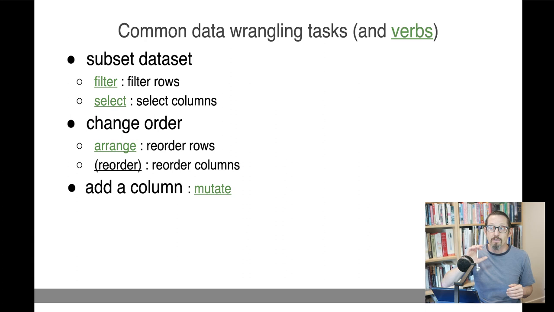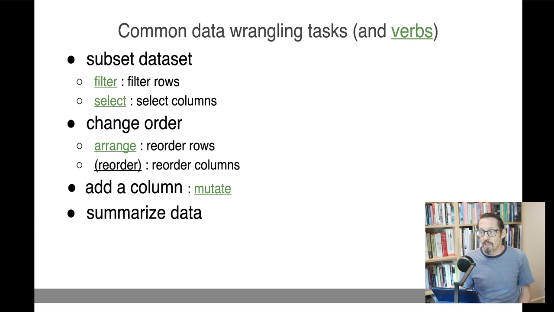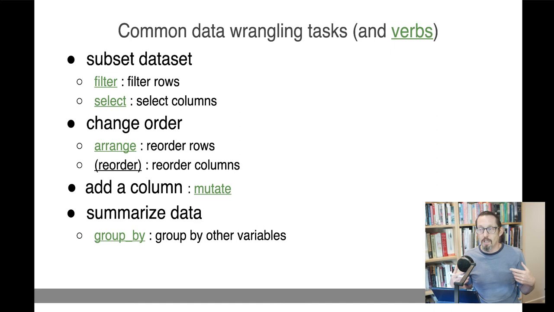That's an example. And we want to summarize the data. Okay. And when we summarize data, we might do something like, let's see what the average height is of all the women in the data set. Okay, so we want to group by gender, and then we can find the average height.